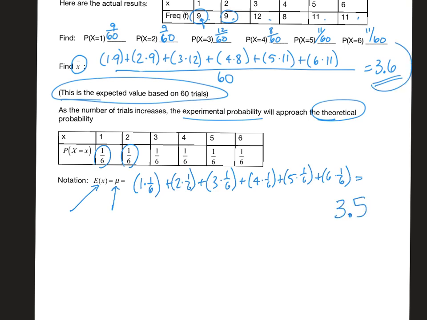So our small data set over here gave us a pretty close approximation, but with much, much larger data, this is the actual expected value.